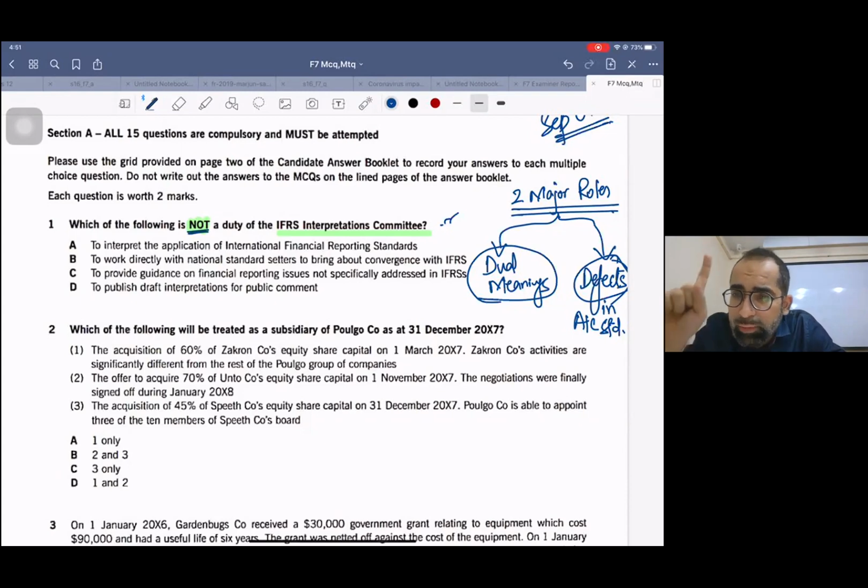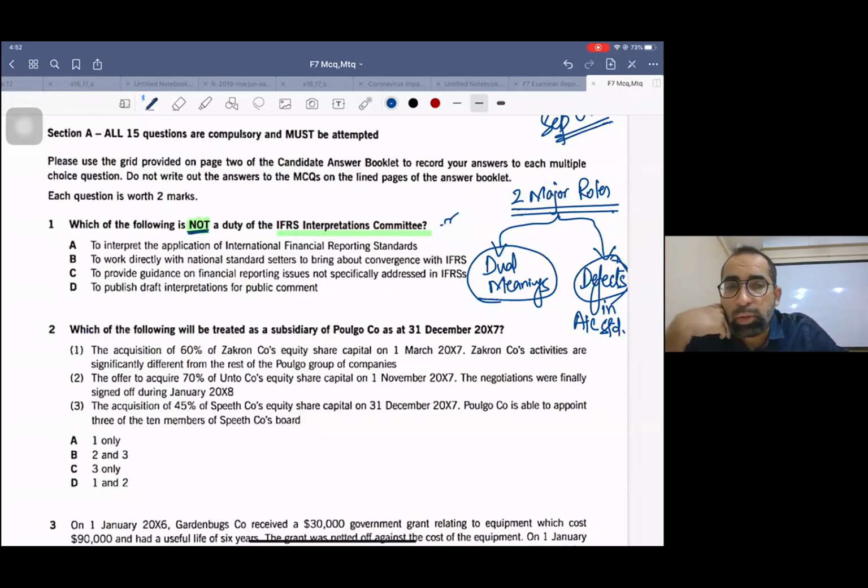First of all, dealing with dual meaning things and issuing interpretations, and the second is, if there is any small defect in the standard, they just correct it. But if there is a very big defect in the accounting standard, meaning the whole concept of the standard is wrong, then with respect to time, the standards board issues a new accounting standard, like they launched IFRS 16. They simply replaced the outdated IAS 17 and launched IFRS 16, and IFRS 15. You know the whole story. That's a separate thing. These are the two major roles.